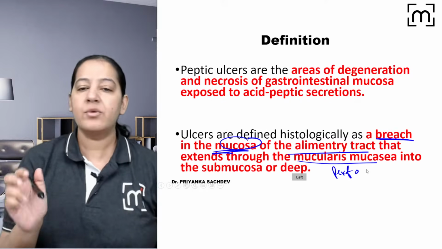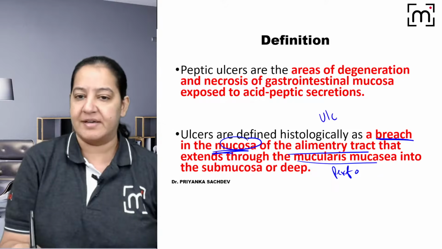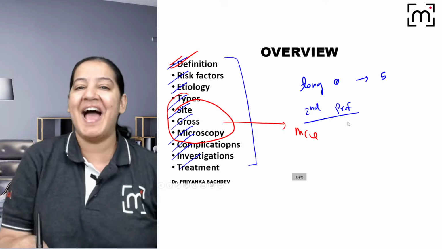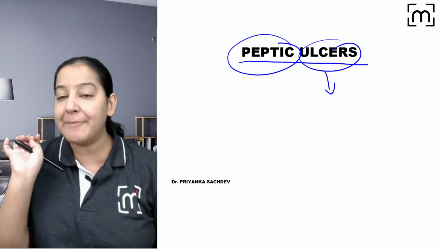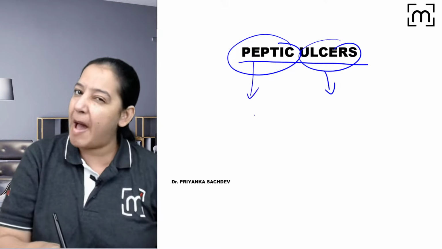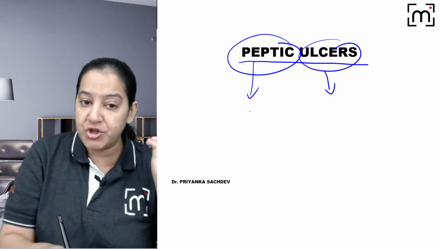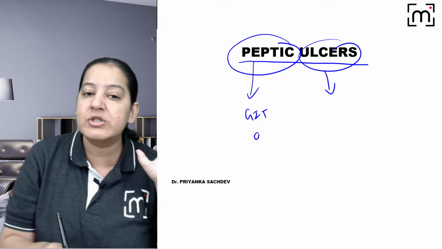You got my point. So this is a generalized definition of ulcer anywhere in the body. But currently I am teaching you peptic ulcer. So ulcer is the breach in mucosa. You are absolutely right. But what do you mean by the term peptic? Peptic is that portion of GIT which is exposed to acid.